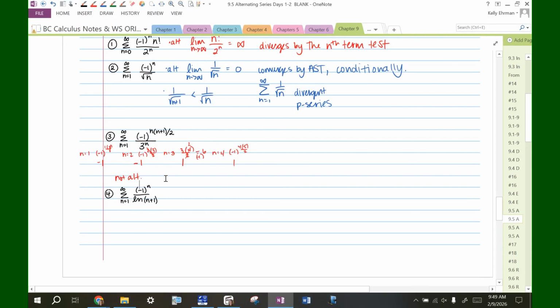And it's also not truly geometric. This is kind of a weird one because it's almost geometric. It's got the 3 to the n in the denominator. But if I were to divide terms 2 and 1, I would get that r is positive 1/3. But if I were to divide terms 3 and 2, I would get that r is negative 1/3. So it's not quite geometric.